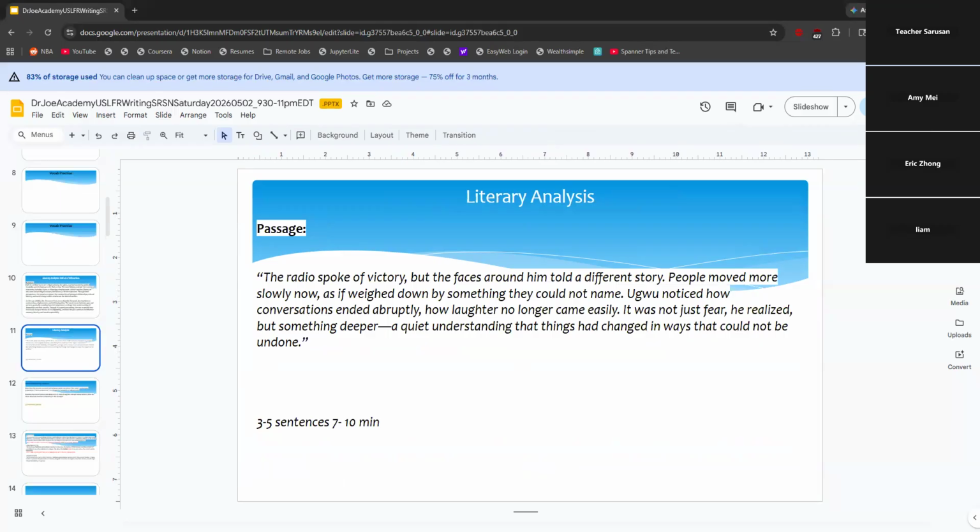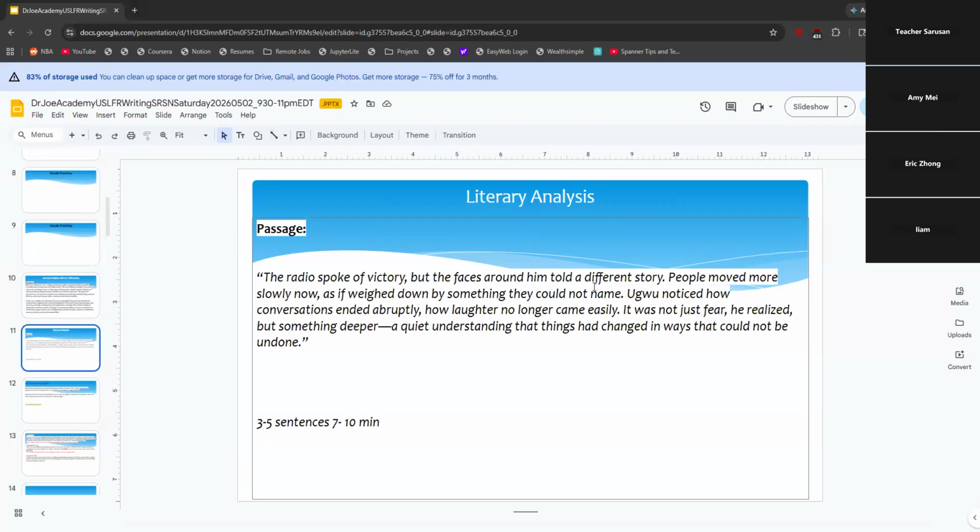The radio spoke of victory, but the faces around him told a different story. People moved more slowly now, as if weighed down by something they could not name. Uguru noticed how conversations ended abruptly, how laughter no longer came easily. It was not just fear, he realized, but something deeper, a quiet understanding that things had changed in ways that could not be undone.